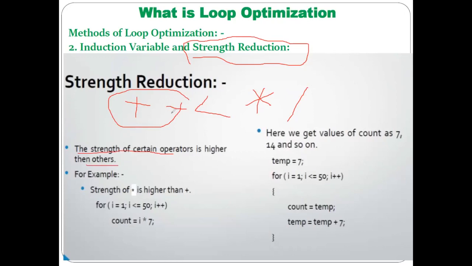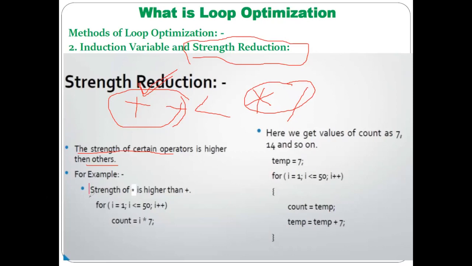Now, which operator is more beneficial to utilize, the less strength operators or the more strength operators? Definitely the less strength operators will require less processing. If the processing requirement is less, execution speed will be more. So generally the preference is given to the less strength operators instead of high strength operators. So if the programmer has utilized the more strength operators, then it might be possible for the compiler to reduce the strength by replacing the more strength operator by the less strength operators.